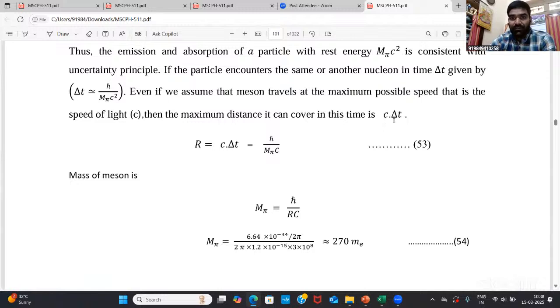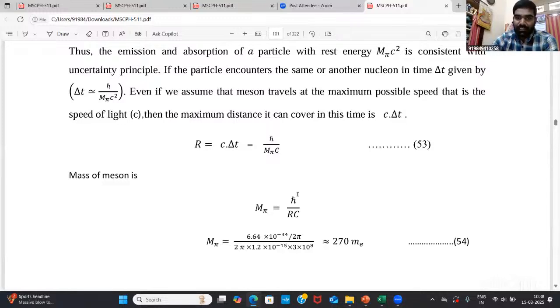So what is the maximum distance it can cover? That is velocity into time. If the meson moves with the velocity of light c, then c into that time gives the maximum distance it can go. That is r equals c into delta t, speed into time, h cross by m pi c square, and here we have c, so c will get cancelled, and we will get h cross by m pi c.